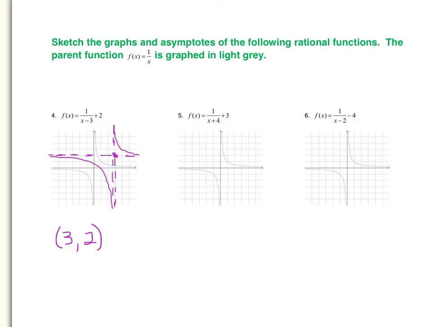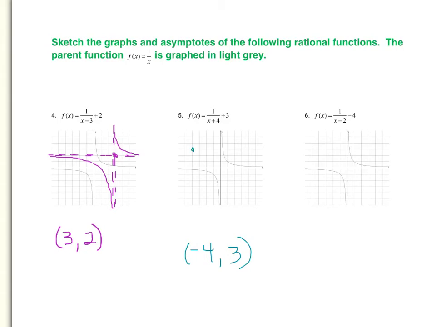We have f of x equals 1 divided by x plus 4, plus 3. Well, my h value is going to be negative 4, and my k value is positive 3. So this is the ordered pair that's going to be the intersection of my asymptotes. So I'm going to need to go to the left 4, 1, 2, 3, 4, and up 3. And hopefully that's somewhat accurate.